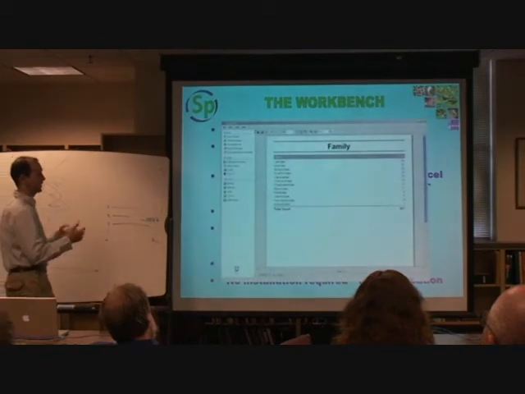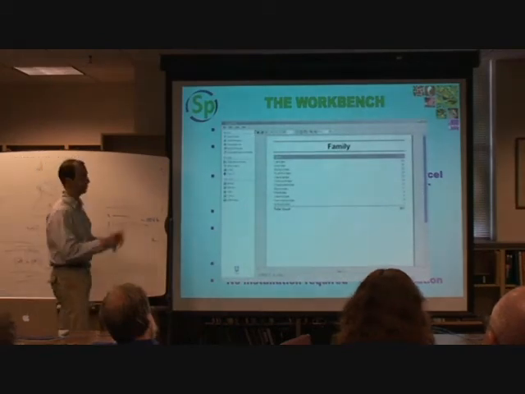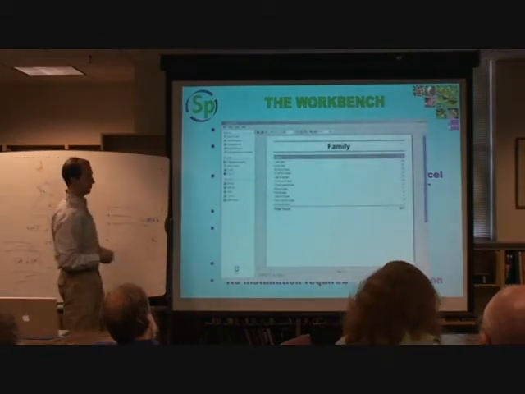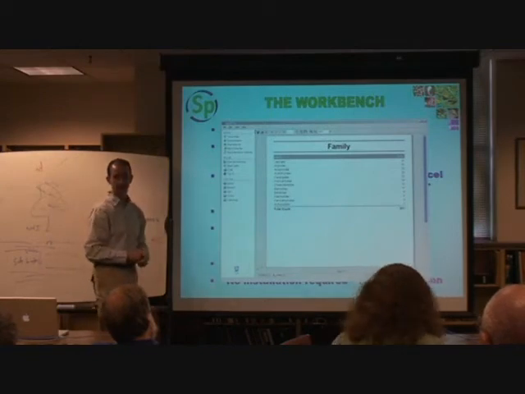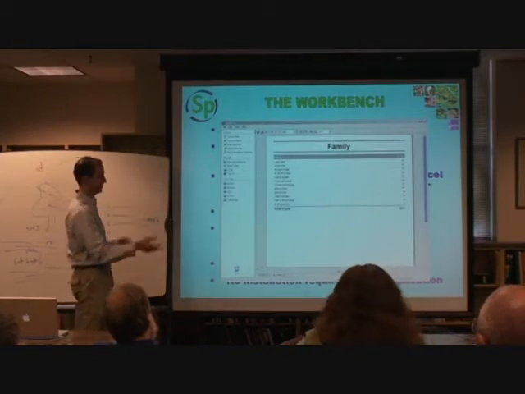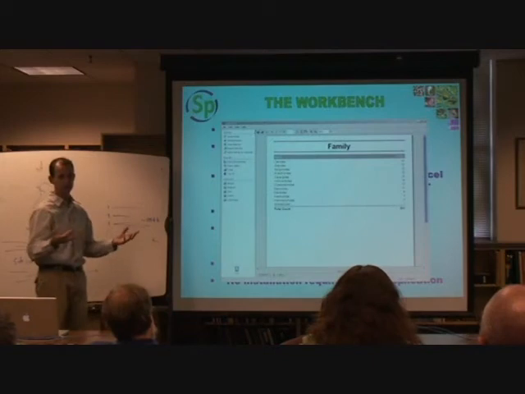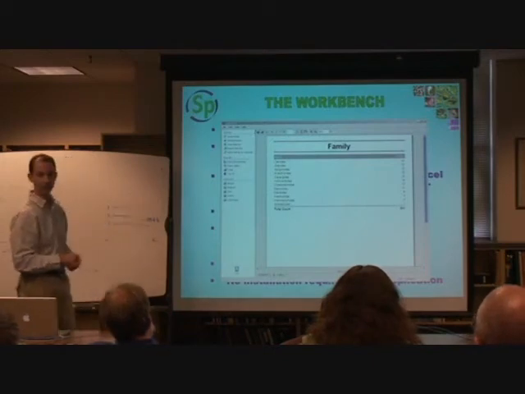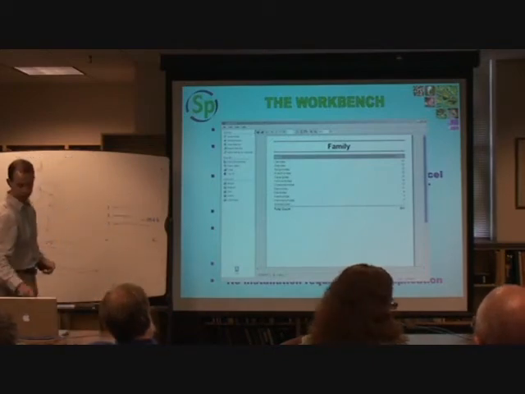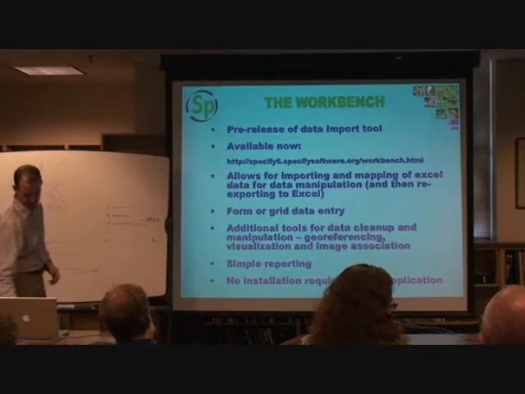It also has some very basic reporting tools where you can go in and count the number of families that you collected on a collecting trip, or the number of genera, or number of species. It's a really nice way of checking that the number of species that you collected on the trip is actually correct. So it has a data set summary type tool.